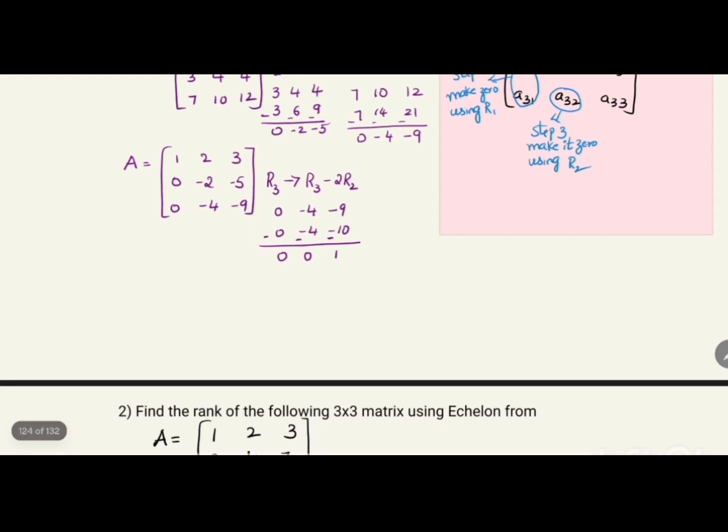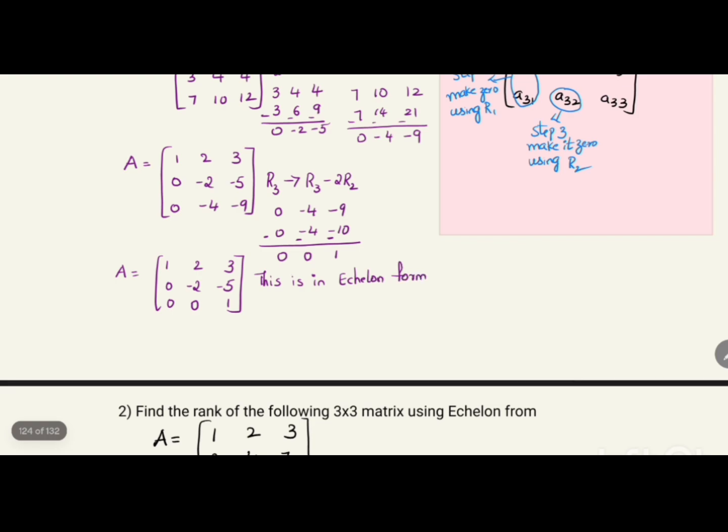Now what will be the matrix? A is equal to 1, 2, 3, 0 minus 2 minus 5, 0, 0 and 1. Is that clear, students? See here, again draw the principal diagonal. These three elements are made 0. Now we can say that this is in echelon form.